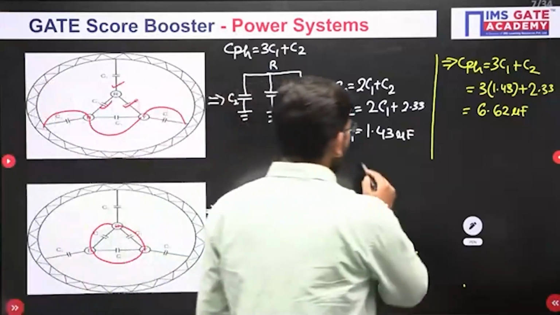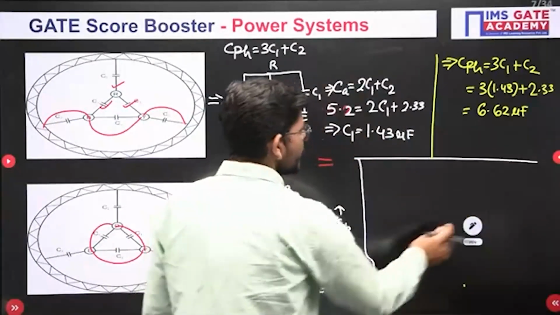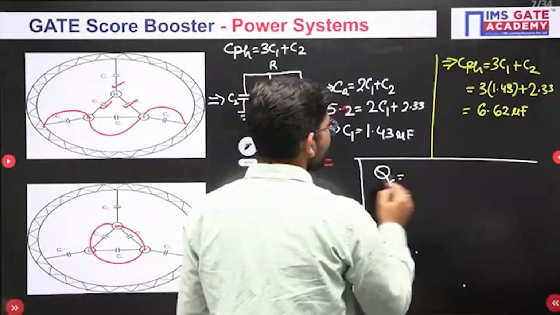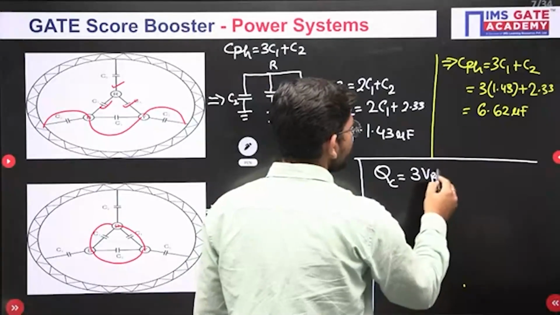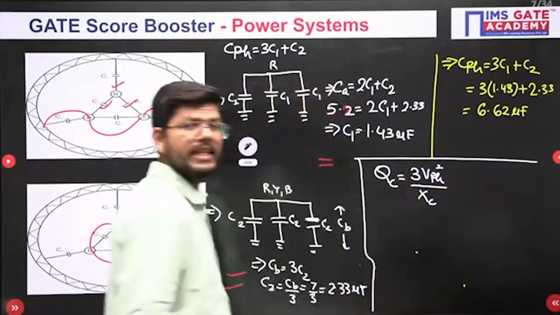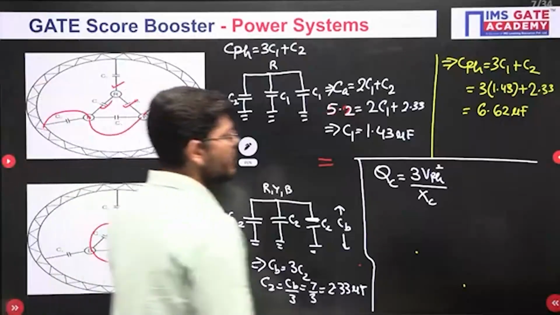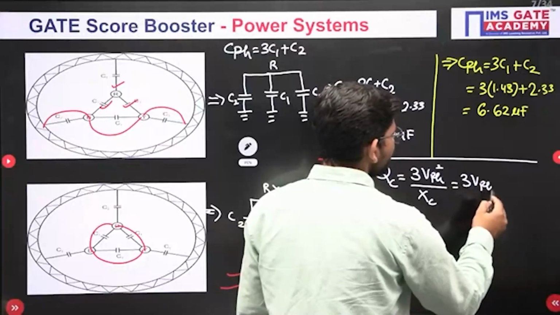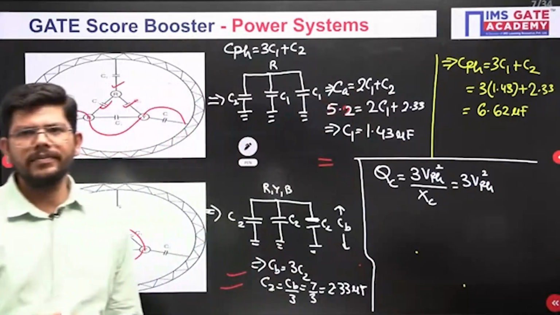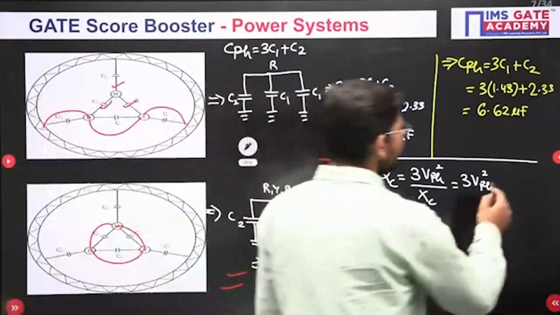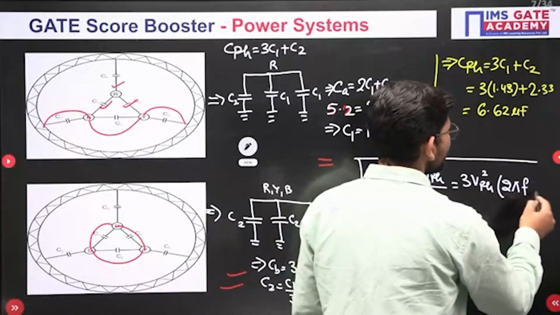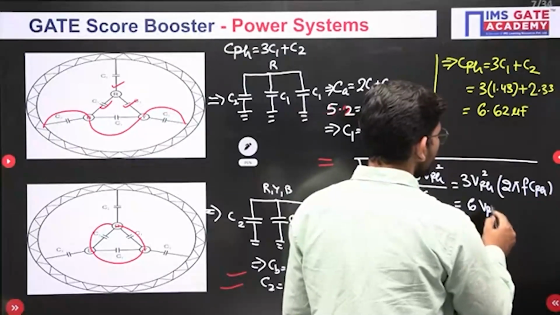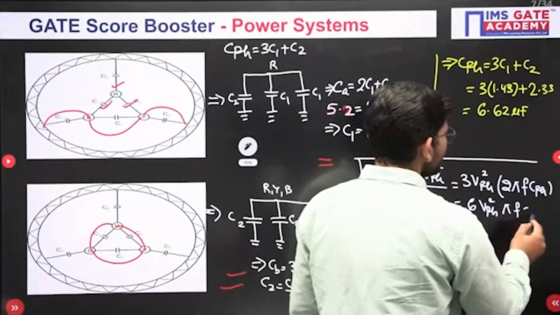Okay. Now what we have to calculate is the charging kVAR. kVAR means QC, reactive power. It will be 3 V phase square divided by XC, isn't it? 3 V phase square upon XC. XC is 1 by omega C or 1 upon 2 pi FC. That will come into the numerator itself and it will become 2 pi F into C phase. So ultimately the formula will become 6 pi F C phase V phase square.